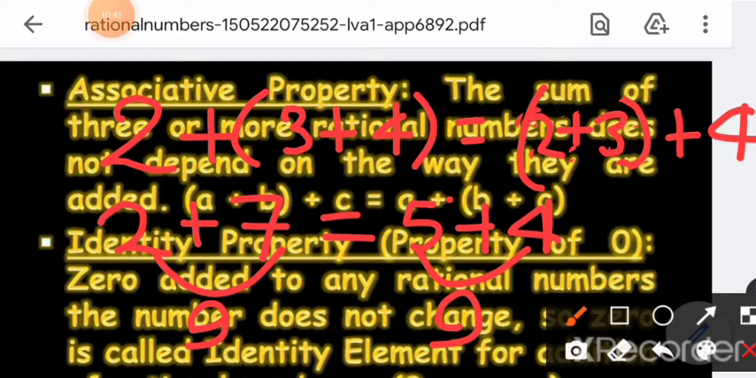It means addition of rational numbers also fulfills the associative property. It means associative property is fulfilled for addition.